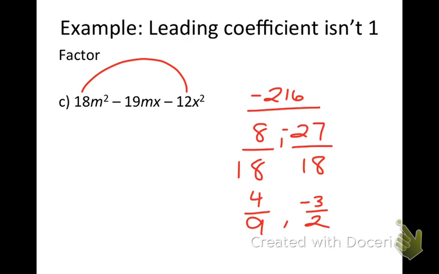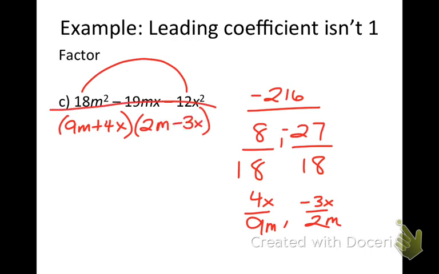Okay, so now notice I've got two variables. What's going to be the variable attached to my denominator? M. What's going to be the variable attached to my numerator? X. Good. So now let's just turn these into the binomials. The first one is 9m plus 4x. And then 2m minus 3x. Done.